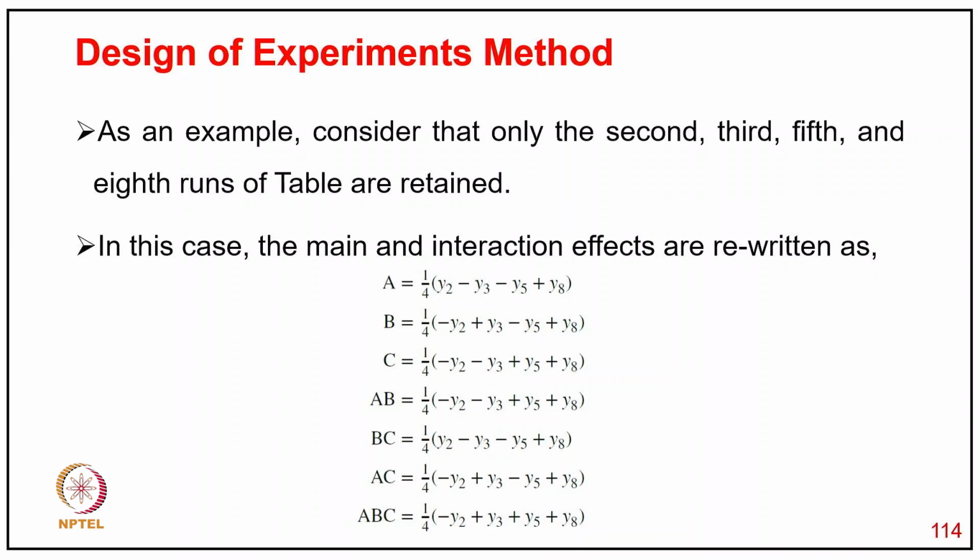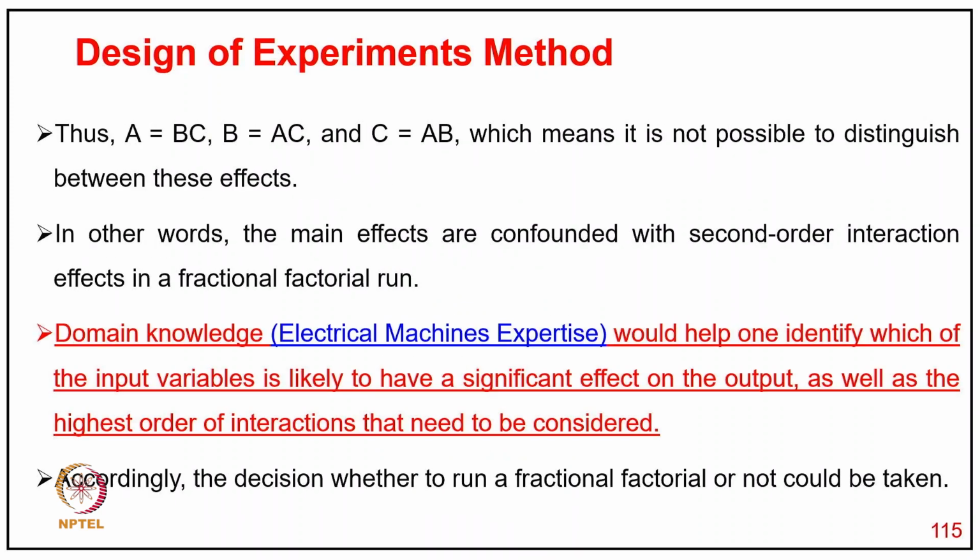Similarly, you have the effects for B, C and ABC. Thus A equals BC, B equals AC, and C equals AB, which means it is not possible to distinguish between these effects. In other words, the main effects are confounded with second order interactions in a fractional factorial run, and domain knowledge is needed.